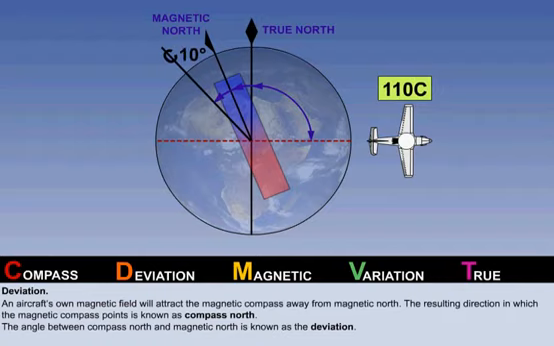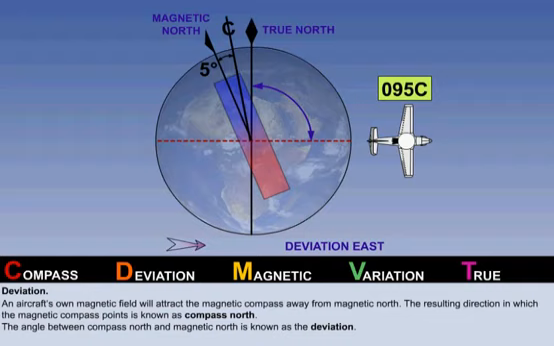So to recap, deviation is defined as the angular difference between the direction actually indicated by a compass needle and magnetic north. Deviation is classed as easterly or positive, or westerly or negative, depending on whether the compass needle lies to the east or west of magnetic north. If we were to assume that deviation was 5 degrees east instead of 10 degrees west, the compass heading in our example would be 095 degrees.